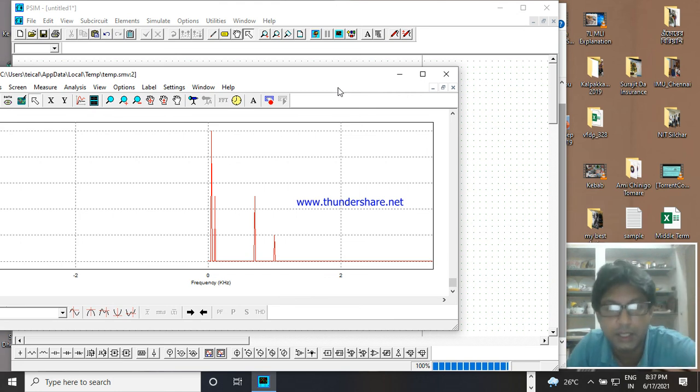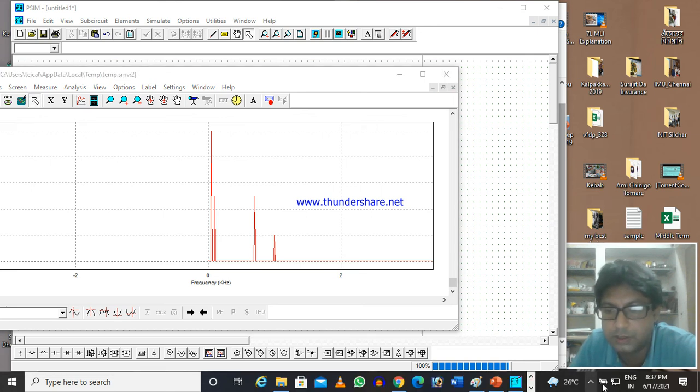Say if my RPM is X, so my frequency is X by 60, that many hertz. So if it is rotating at 3000, the frequency is 50 hertz. So if that is loose, then definitely you will get a dominant peak at 100 hertz. These are the benefits of understanding the problem from the time domain data. So this is all about today's lecture.